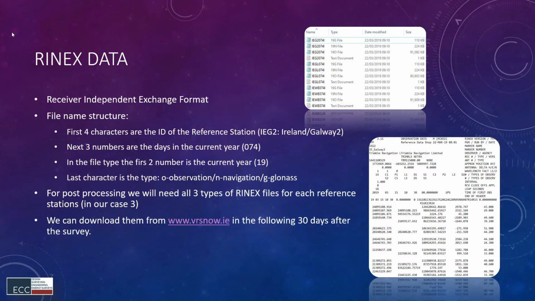You can get this data from Trimble's web page, vrsnow.ie, and you just have to make sure you do it within 30 days, because after that they won't store so much data, they will delete it. After 30 days you should repeat the survey if you didn't download the RINEX data. You can download the RINEX data in 2 minutes, and then do the post-processing next year, it doesn't matter.